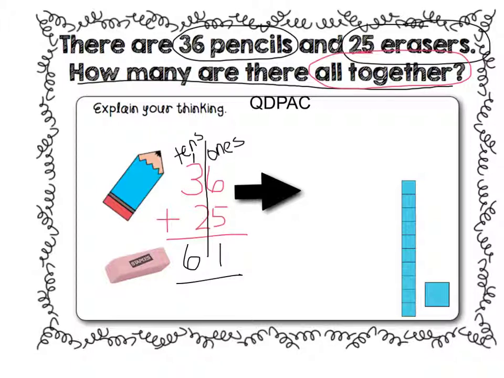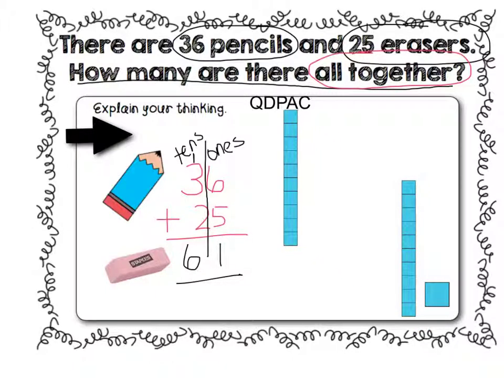Now, in QtPack, we need to check our answer. In order to do that, I'm going to use my base 10 blocks to help me. The easiest way to do it would be to create 36 with my base 10. In the number 36, how many 10s do I have? Well, I have 3, so I need to make 3.